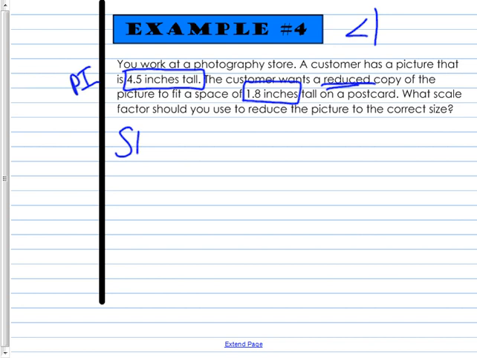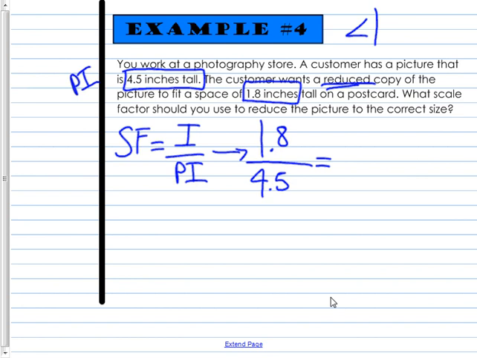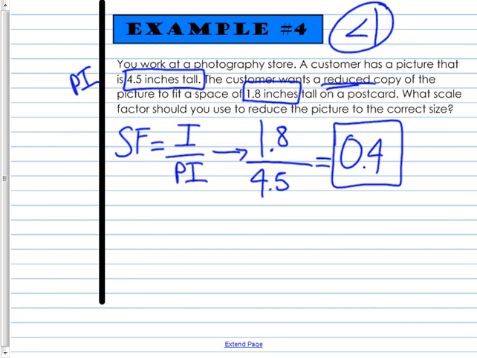So scale factor is image over pre-image. Okay? So what is my image? I'm going to want it to be 1.8. So I'm going to divide it by the pre-image of 4.5. And when you divide 1.8 by 4.5, you get 0.4. Use a calculator, that will take you a while to do in your head. So the scale factor is 0.4. And yes, that is less than 1. Okay? A reduction means you're multiplying by a number that's less than 1. So that's finding scale factor. One number divided by another, there you go.